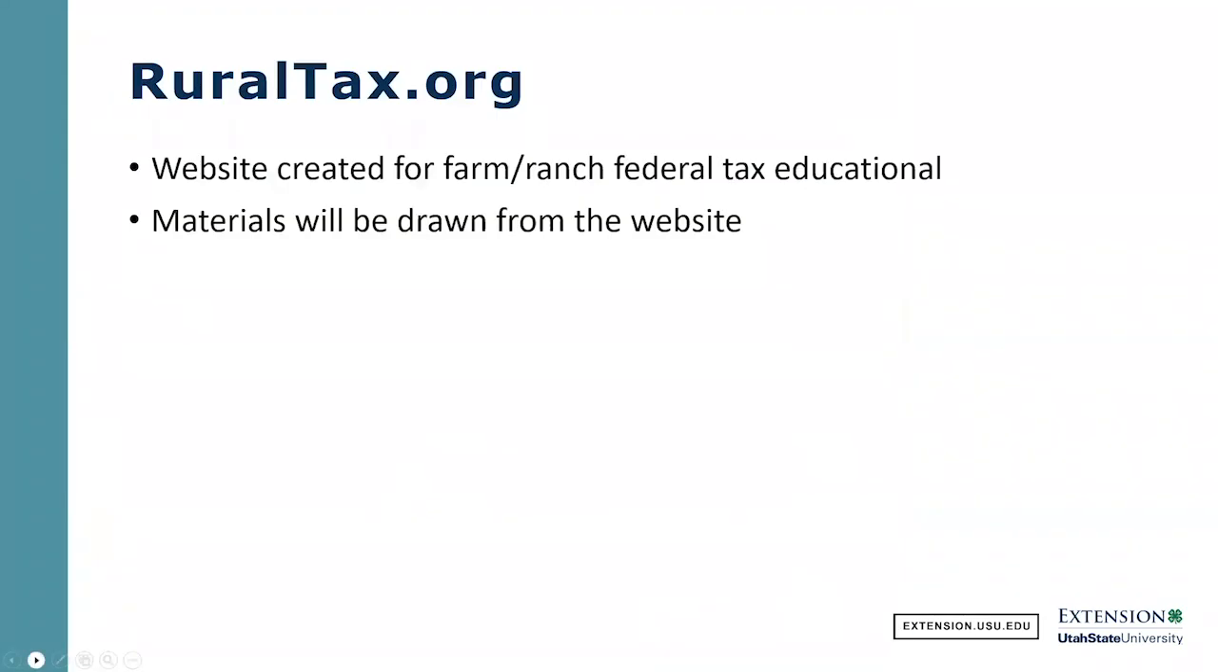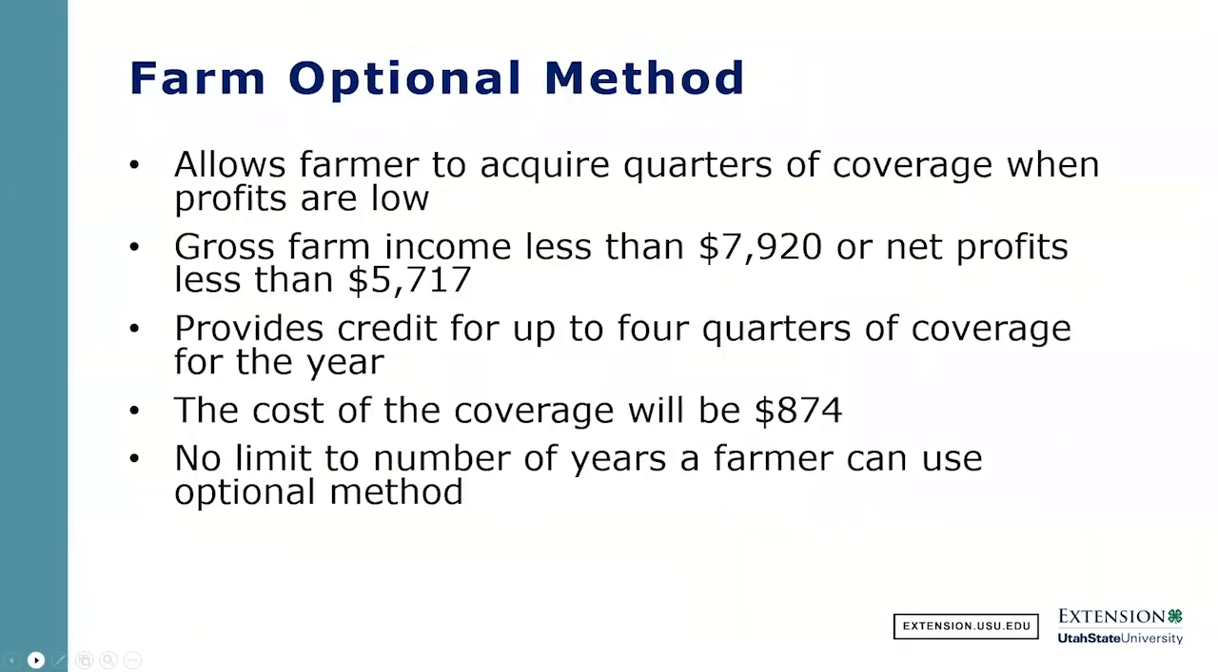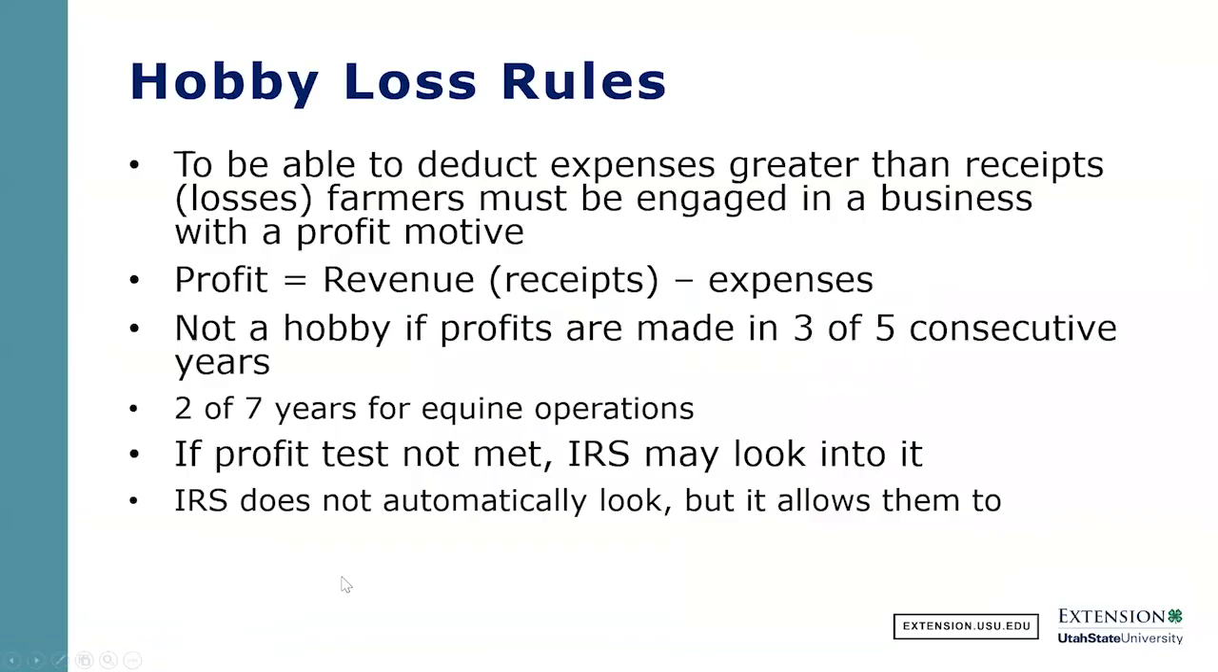And so when we say hobby loss rules, what we're really looking at is, when we have years that we have negative income or losses, is it a loss from a hobby, or is it a loss from a business? And so can we put those losses and declare them on our tax returns? And so like I said, it's to be able to deduct expenses greater than your receipts. And you have to be engaged in business with a profit motive. So the purpose of the business has to be to make money. And it's not a hobby if the profits are made 3 out of 5 years. So every 5 years, if in 3 out of those 5 years that income is positive, then it's not a hobby.